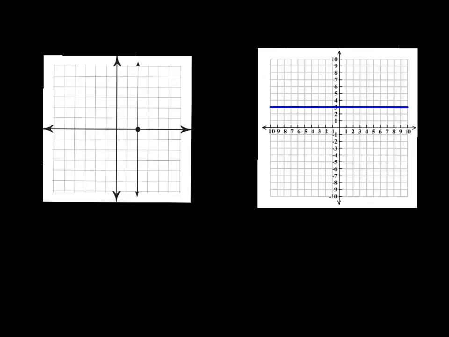Alright. These ones are a little bit different. You can tell these are 2 individual types of lines, so let's remember what they're called. The ones that go up and down are called vertical lines. The ones that go left and right are called horizontal lines.